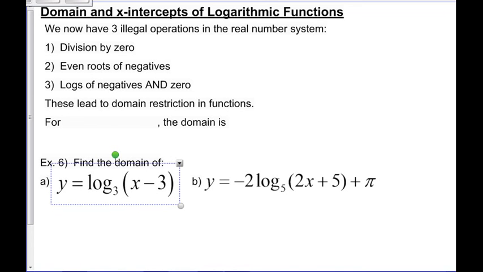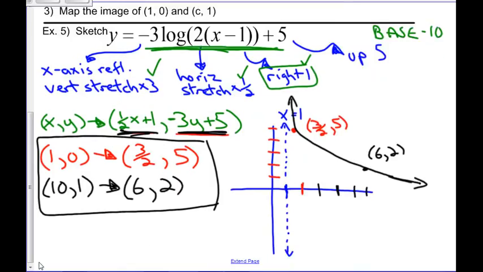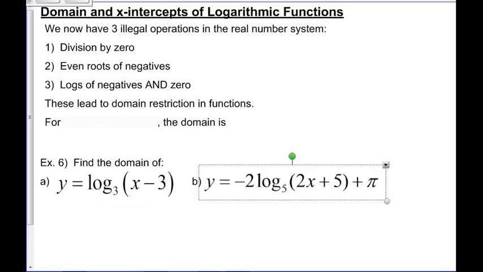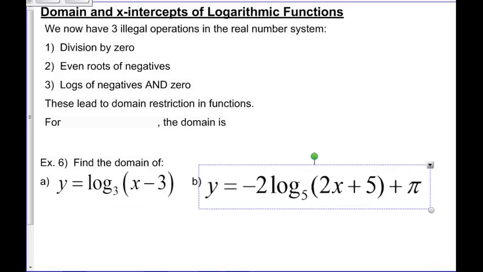Okay, so you can see that if we looked at those other ones, we'd have restricted domains. The graph back here, obviously it has a domain of x greater than 1. And we want to be able to pull out the domain restrictions without the graph. So here are the illegal operations in the real number system so far. Division by 0, we already knew about that. Even roots of negatives, we already knew about that. And logs of negatives and 0. So it leads to domain restrictions in functions.